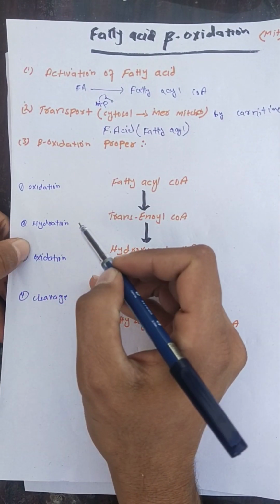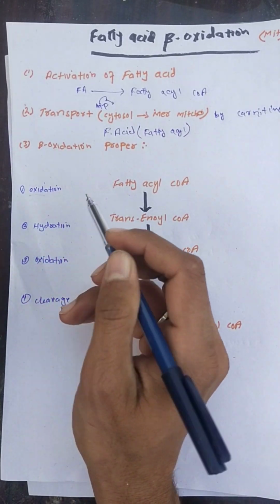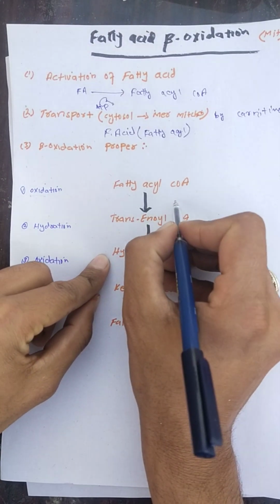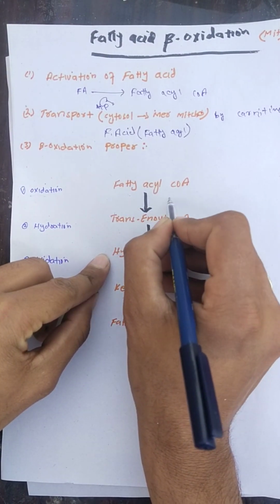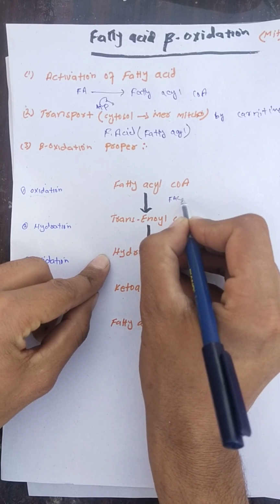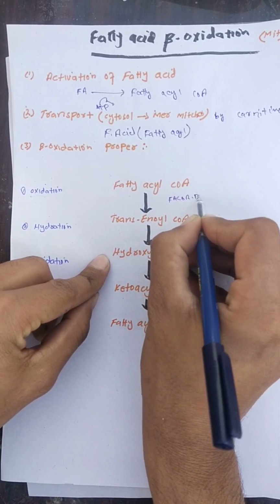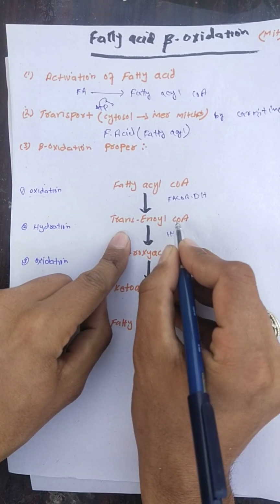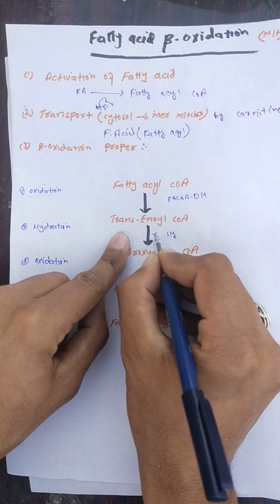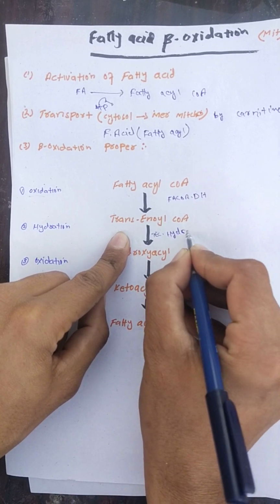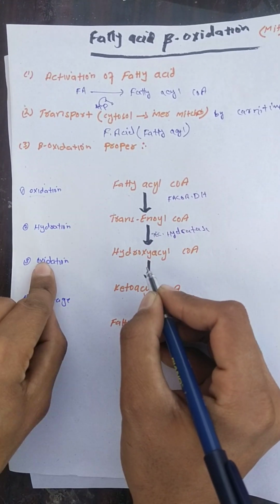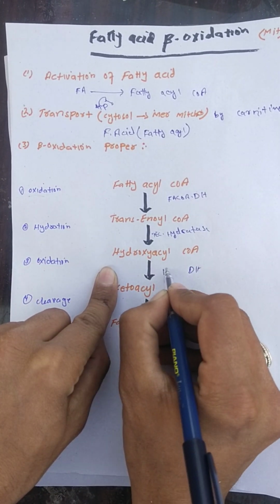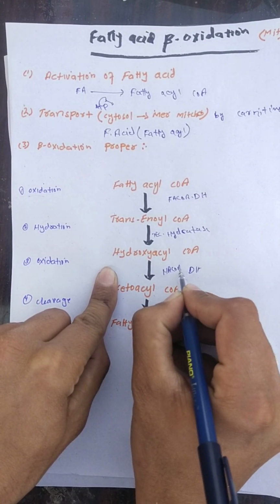For oxidation, I told you many times, for the reduction we have reductase, and for the oxidation we have dehydrogenase. So the enzyme is fatty acyl CoA dehydrogenase. For hydration we have hydratase, simple. Which hydratase? Transenoyl CoA hydratase. For the oxidation we again have dehydrogenase. Which dehydrogenase? Hydroxyacyl CoA dehydrogenase.